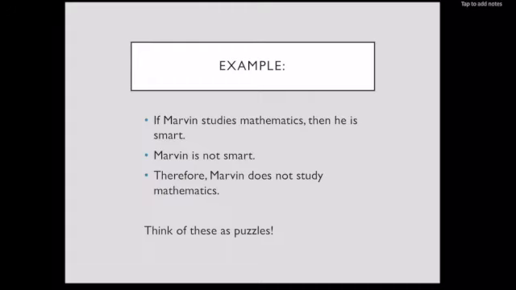If Marvin studies mathematics, then he is smart. That's an implication, so this is P implies Q. Well, my conclusion is not Q. Therefore, that's what this 3-period triangle is. Therefore, Marvin doesn't study mathematics. And we can solve these by using a valid argument.